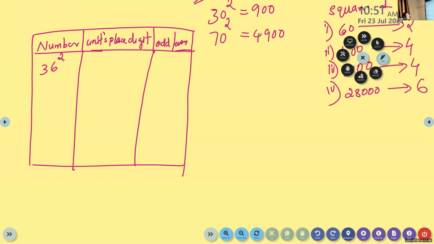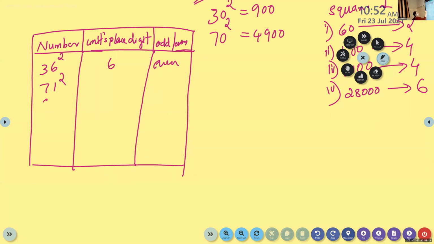Afridi, what is the unit place digit of 36 square? Ma'am, it is even. No, the unit place digit? What will be, Surja, the unit place digit? 6. So whether it is odd or even, the square number will be even. So this way you have to write the answer.